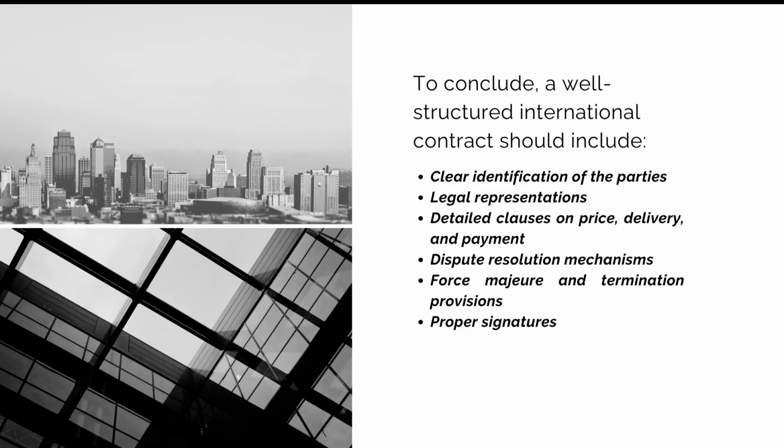In conclusion, a well-structured international contract should include clear identification of the parties, legal representations, detailed clauses on price, delivery and payment, dispute resolution mechanisms, force majeure and termination provisions, and proper signatures. Each part serves a strategic legal function to reduce risk and ensure certainty in cross-border transactions. An international contract is not just a commercial agreement, it is a legal protection tool designed to manage differences in laws, jurisdictions, and business practices between countries.